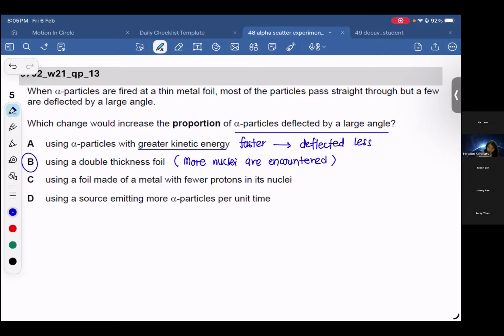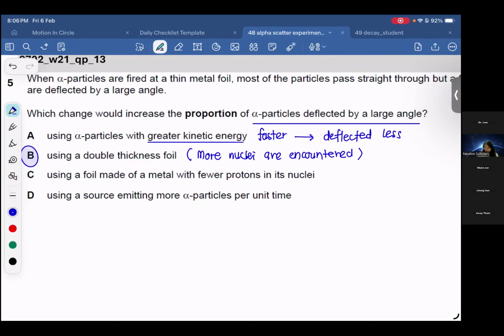Okay, C, using a foil made of a metal with fewer protons in its nuclei. If like this, you will decrease the proportion. The chance to hit the nucleus is lesser because there are only a few protons in its nuclei. The alpha particle deflects because it gets close to the nucleus. So if there are only a few protons inside the nucleus, you will decrease the proportion of alpha particles that hit it.